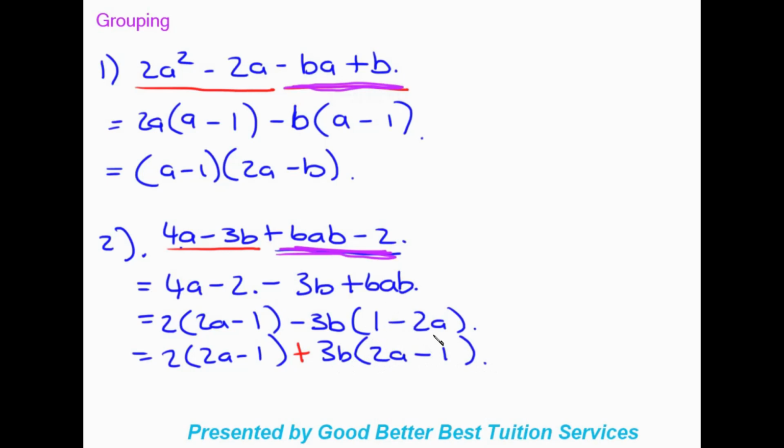So you can see what was 1 minus 2a, because I changed the sign before this term over here, I changed the brackets so we now have 2a minus 1. And just like that, we are left with two brackets that are exactly the same, which means we can take that out as the common factor for the expression. So we take out 2a minus 1, and we are left with 2 plus 3b, that 2 in front of there plus the 3b in front of there. And just like that, we've successfully factorized this whole expression using grouping.